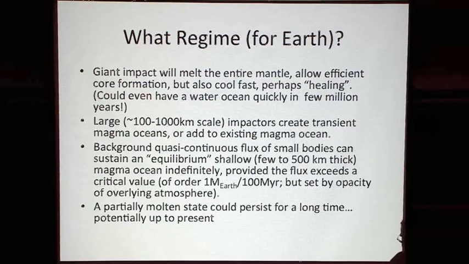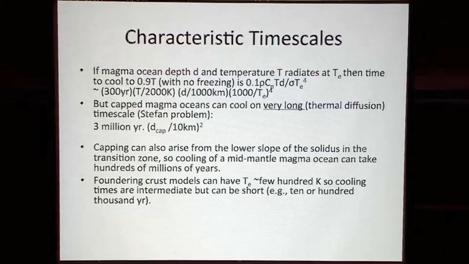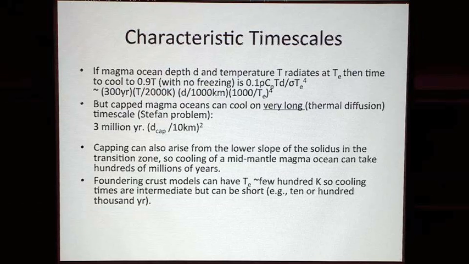Here are some timescales. So if you attribute to the magma ocean a depth D, a temperature T, and it's radiating at some effective temperature, and ask how long does it take to cool by 10%, here's the answer: 300 years if the temperature is 2,000 Kelvin, the depth is 1,000 kilometers, and it's radiating at 1,000 Kelvin. So you can see these are short timescales.